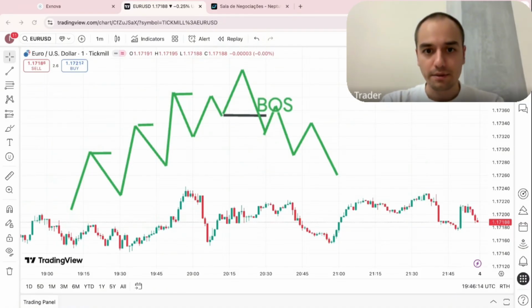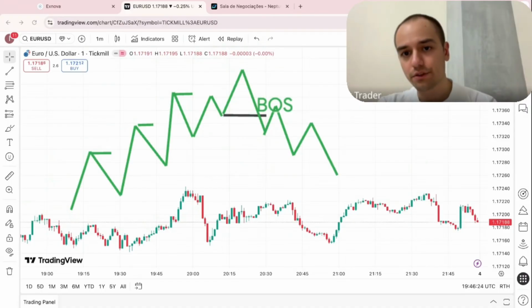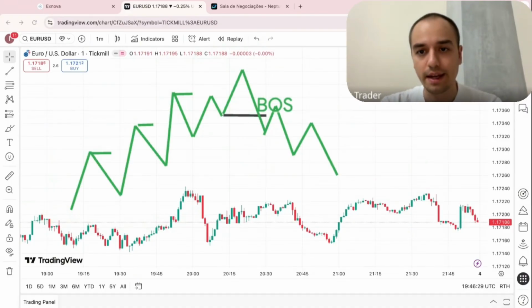This is where we would essentially see the trend reversing. So BOS, break of structure, is the situation on the market when the price is unable to go higher than the previous high or lower than the previous low. That's how we get the break of structure.